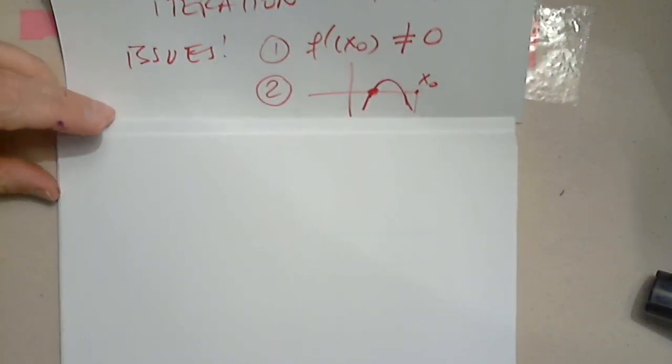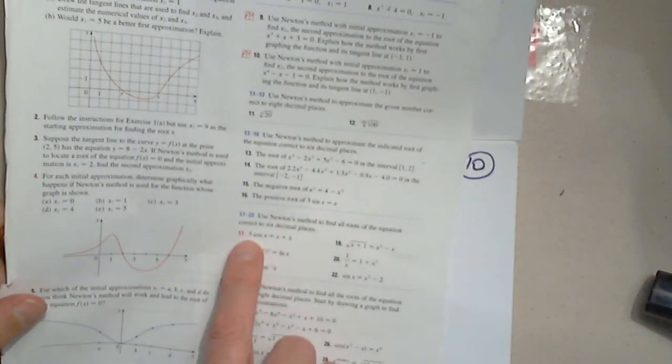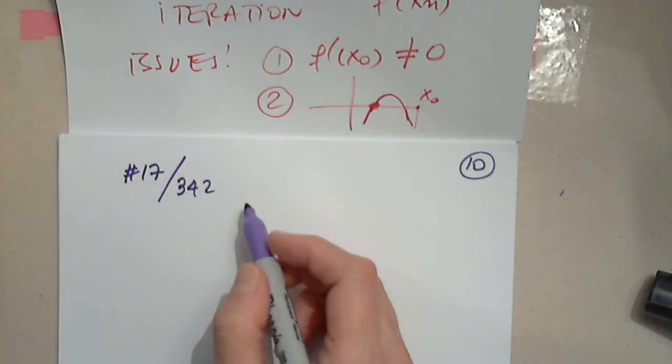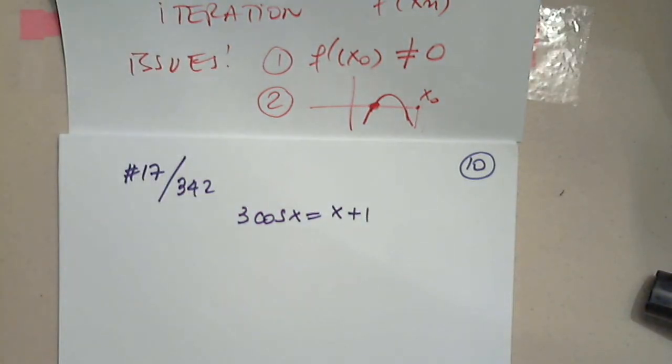Okay, so let's see how this works. And you can now give me any equation that you were not able to solve previously. If you have one, fine. If not, I will find one. So let's try this 17 if you don't have another. So 17 on page 342. And we have 3 cosine x equals x plus 1. Well, no one can solve this equation algebraically.